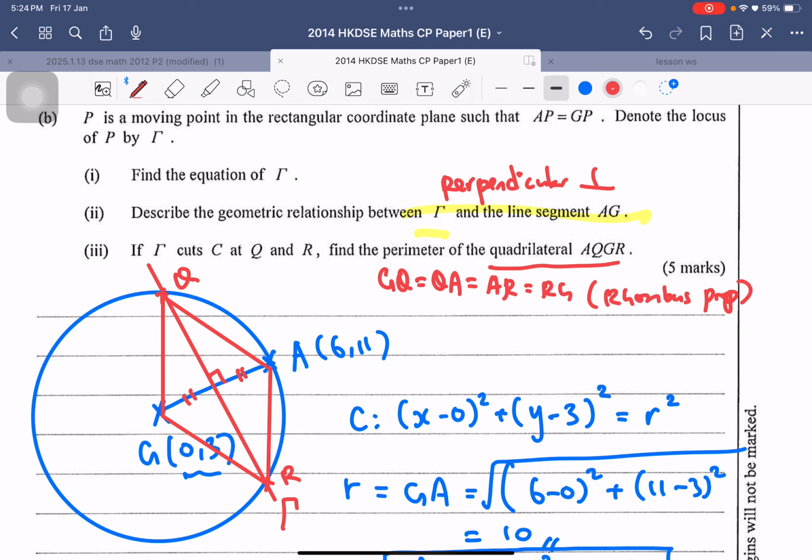Which means the perimeter is just equal to 4 times the radius. But what is the radius? How do you find the radius? Oh, the square root of 10 squared, it's just equal to 10. So the perimeter is equal to 40. Very easy question.